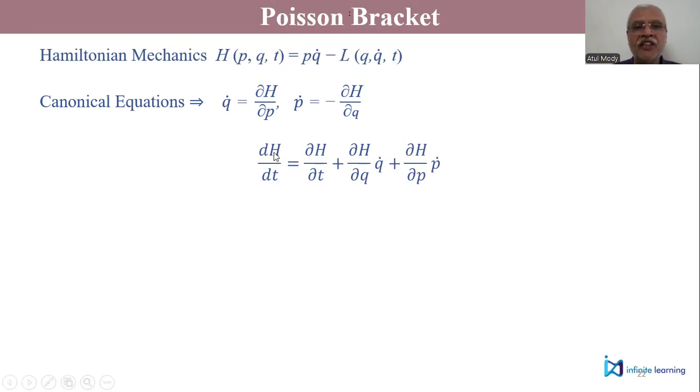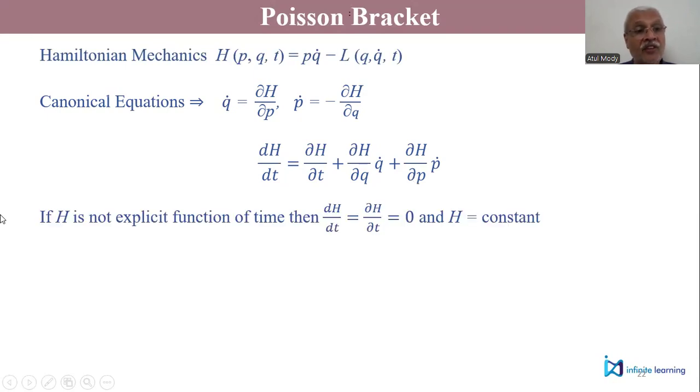And of course, dH by dt, since the Hamiltonian is a function of q, p and t, the time derivative will depend on the partial time derivative, the derivative with respect to q, and the derivative with respect to p. Now, if H is not an explicit function of time, then dH by dt and ∂H by ∂t are both 0, and H is constant.